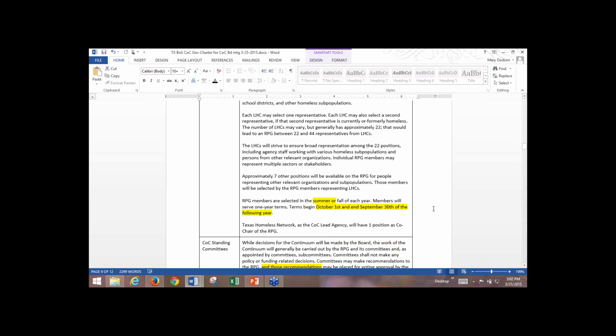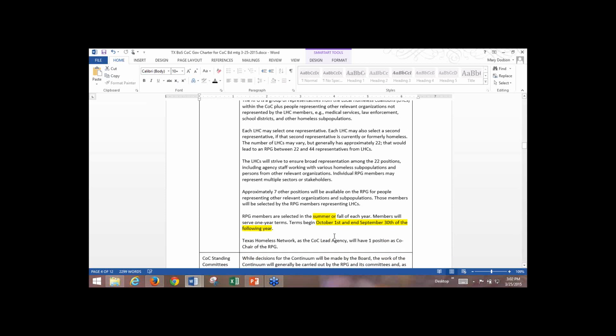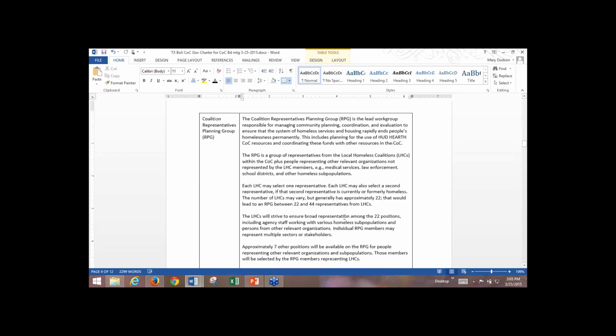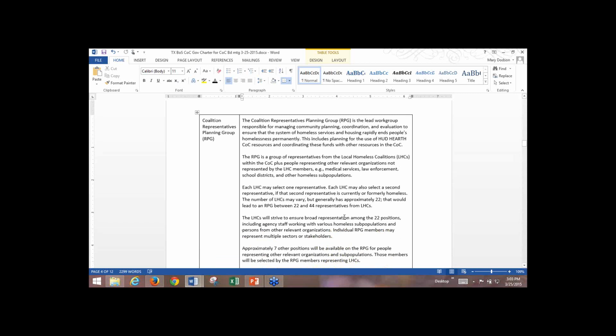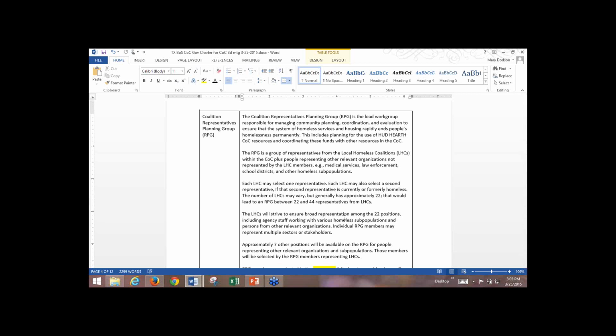And so there are a few things we've changed here to align with the board member terms. We're saying that the representatives' terms will also start October 1st of one year and end September 30th of the following year. And we've added the provision that they could be selected in the summer or the fall. We had it as the fall when terms were beginning in January. But that's the only change from before. And so again, that's going to be our broadest group, besides the general membership, of representatives who are in this COC governance structure.